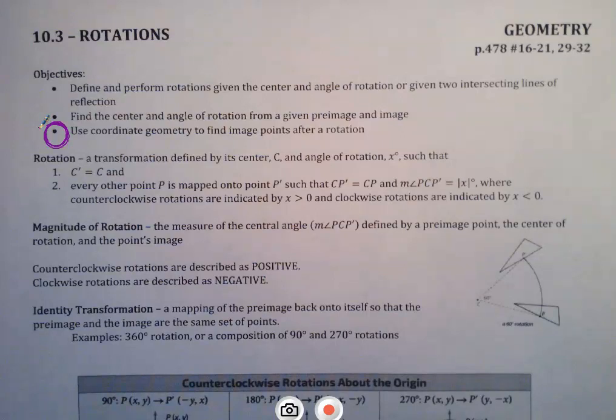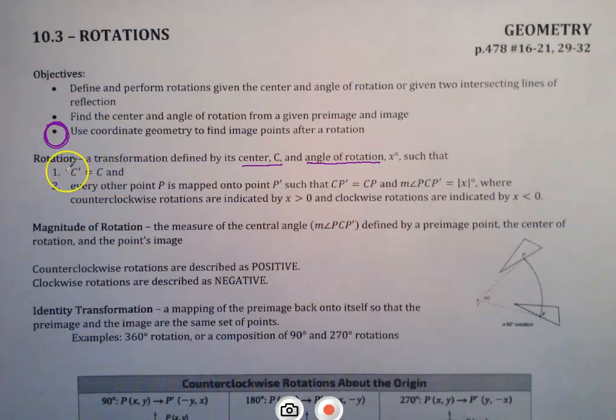Okay, so rotation. How would you describe a rotation? Turning. Okay, rotation is a turn. A little bit more mathematical description is a transformation defined by its center and the angle of rotation. So we still have that turn. The angle of rotation is x degrees, and your center is C. Okay, it says such that C prime equals C.